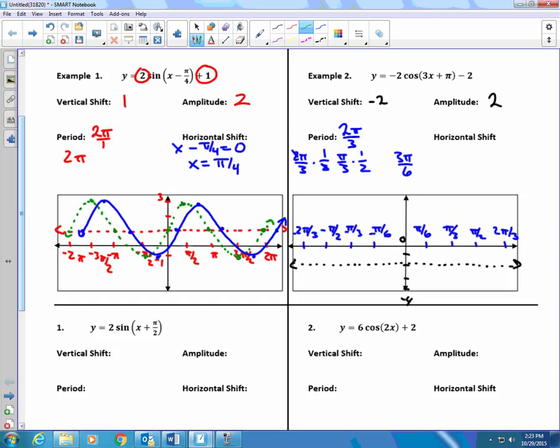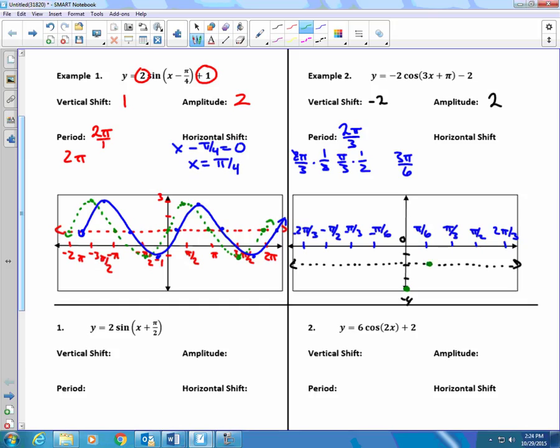True or false, there is a horizontal shift? True. Before I sketch that, I must sketch the ghost graph. Does cosine start at the max or min, or does it start at the middle? Is it going to start at the maximum or the minimum? Why? Because it's negative. So I will start down at -4. And at pi over 6, what will the height be? -2.